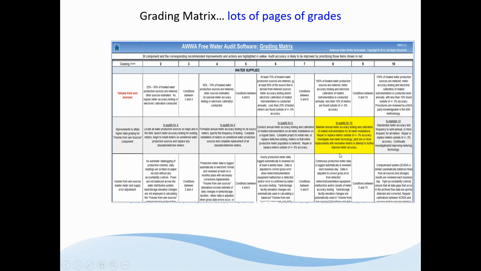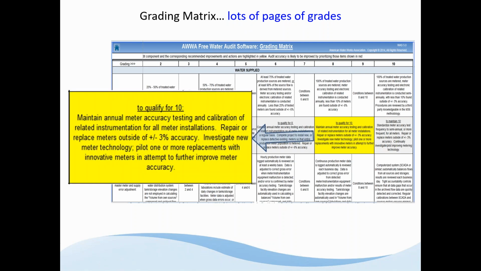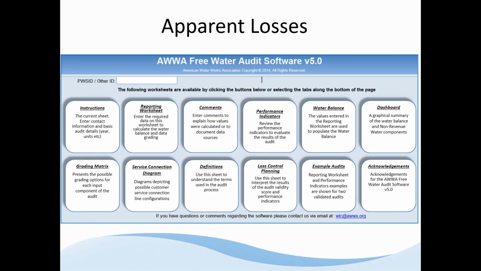This is hard to read, and it's probably hard to read on the screen unless you blow it up, but to qualify for a 10, you've got to maintain annual meter records. You have to do all kinds of things. This grading matrix has lots of pages of grades and will tell you lots of information on how to go through and actually grade yourself correctly. To qualify for a 10, maintaining meter accuracy, testing, repair, replace outside meters of plus or minus 3% accuracy. It is a tough nut to crack to get to that level, a tough nut.